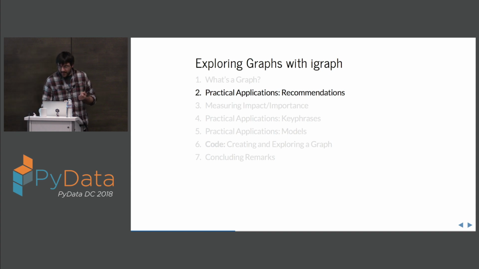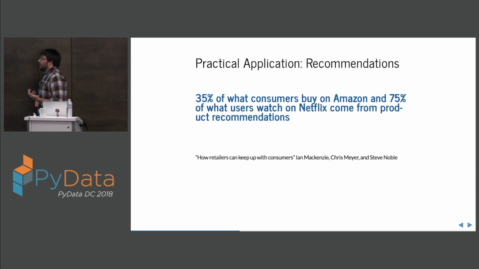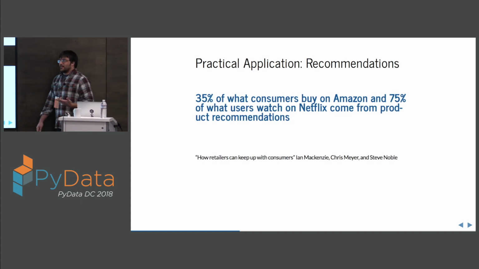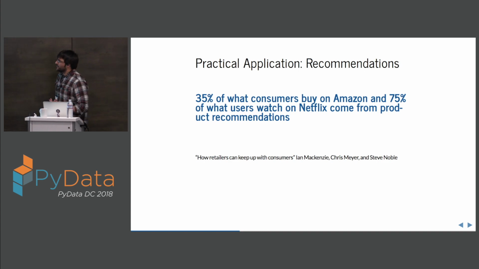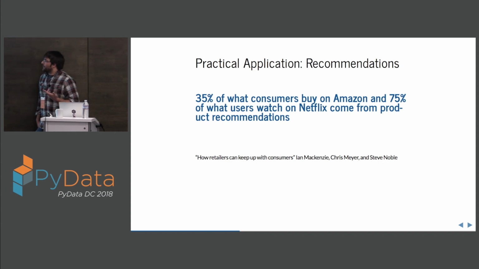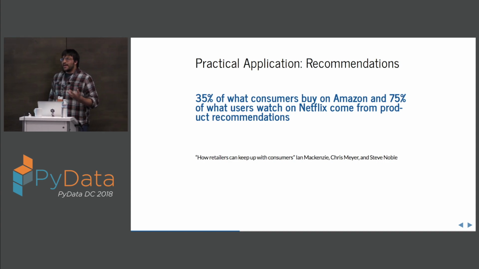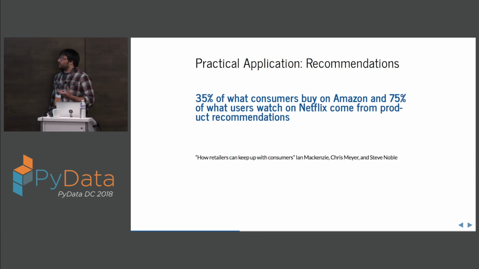So we just talked about the structure of a graph, the architecture of a graph. That in its own right is enough to create a recommendation system. And the reason why recommendation systems are important is because a little study came out a while ago saying 35% of what consumers buy on Amazon and 75% of what users watch on Netflix come from product recommendations.